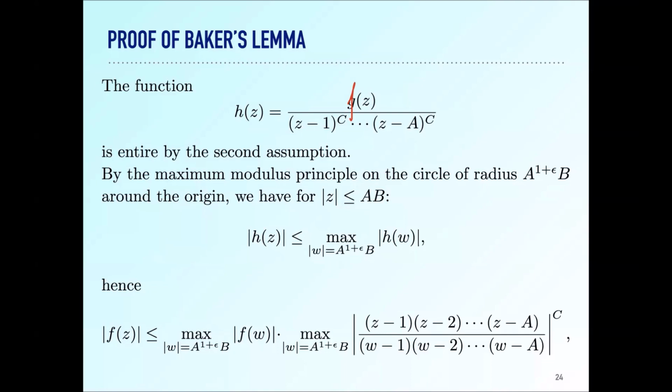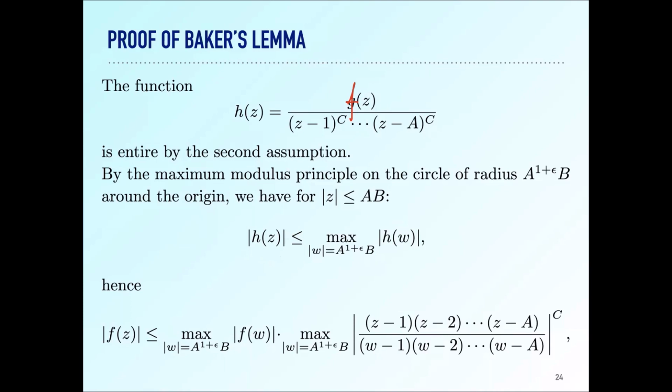By the maximum modulus principle on the circle of radius a to the 1 plus epsilon times b around the origin, for all z of absolute value less than or equal to ab, the absolute value of h of z, of course, the absolute value of this entire function, is achieved on the boundary. So it's less than or equal to the maximum of the function on the boundary. That's all we wrote.